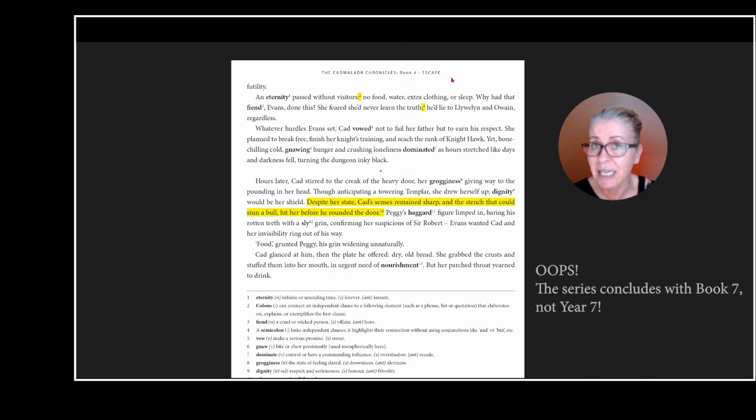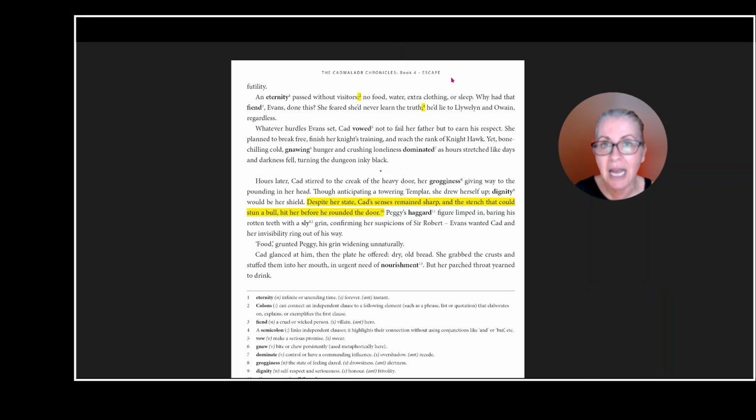And it's actually a serial, which means you don't really get the finale of the story unless you read all the books. That's why at the end of each book it does say to be continued.